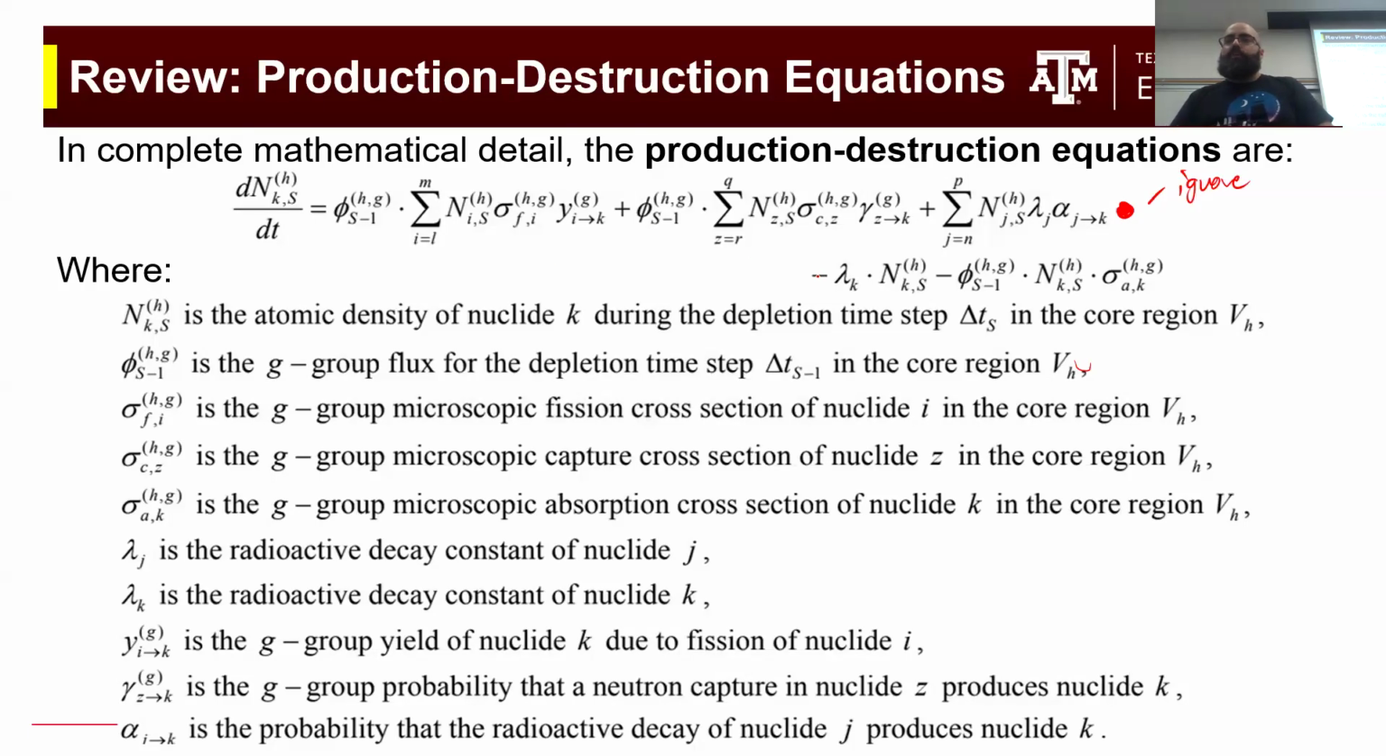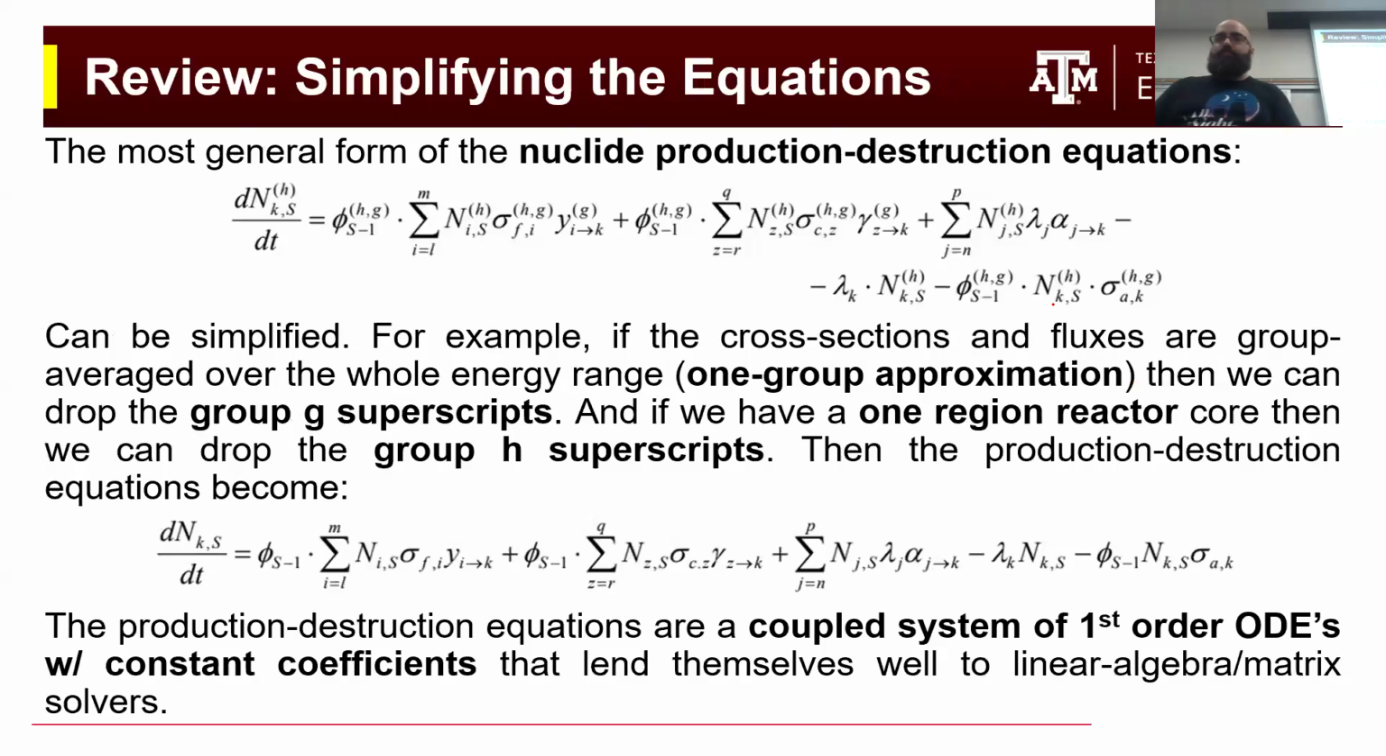Yeah, these were all of our production terms and those were our two loss terms. Same thing here. And so that's the most general way that we could write these production destruction equations, but we could also simplify them a little bit. If we do a one group approximation, then little g is just one. And if there's one group, then we can just drop the group g superscripts that we have. And also, if we use a one region reactor approximation, then there's only one region H. So then we can also drop the H superscripts, and then our equations would look a lot nicer with just less stuff going on. But fundamentally, it means the exact same thing.